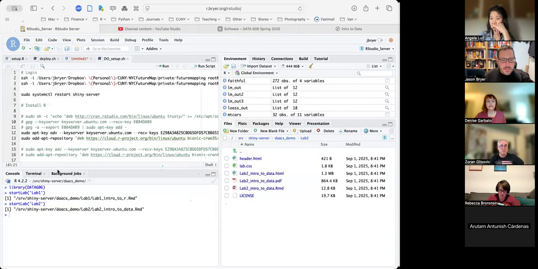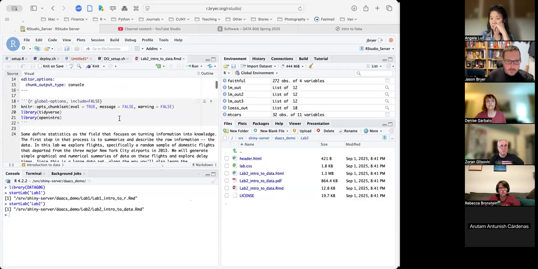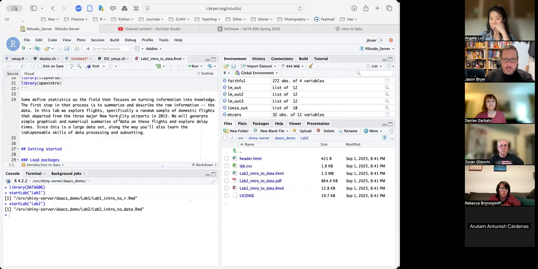The other thing you should be aware of, I think this might have come up last week, is this notion of working directories. Right now I'm in this working directory, and there's a function called getwd, which gives your current working directory. When you knit an RMD file, RStudio behind the scenes is going to set the working directory to wherever that RMD file is.